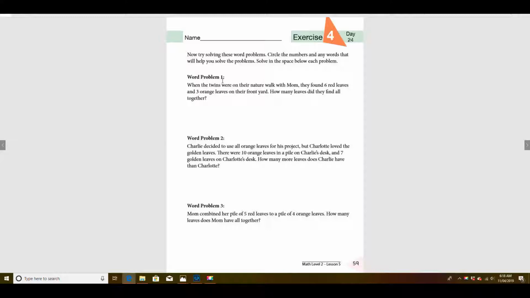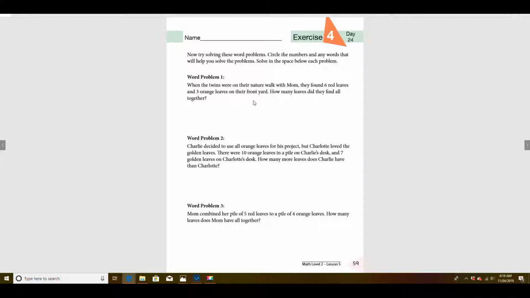So let's look at word problem number 1. Remember the steps we take. When the twins were on their nature walk with Mom, they found 6 red leaves and 3 orange leaves in their front yard. How many leaves did they find all together?